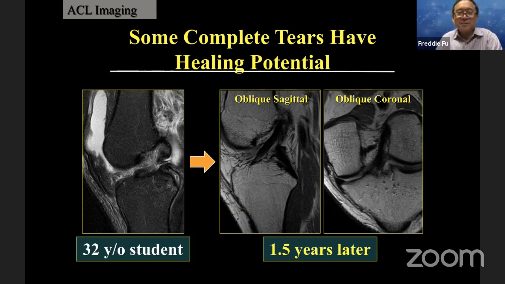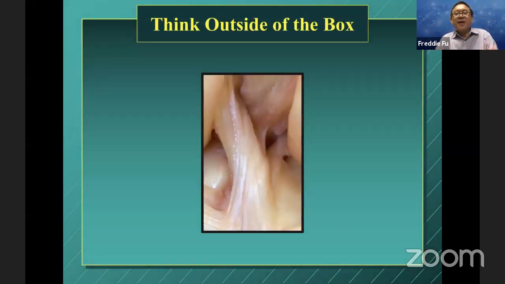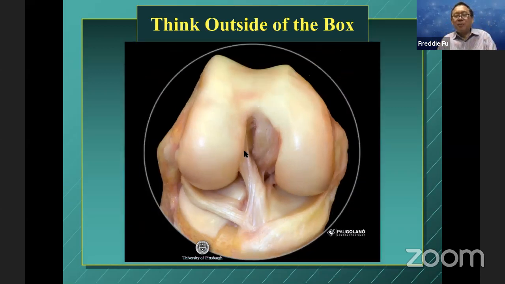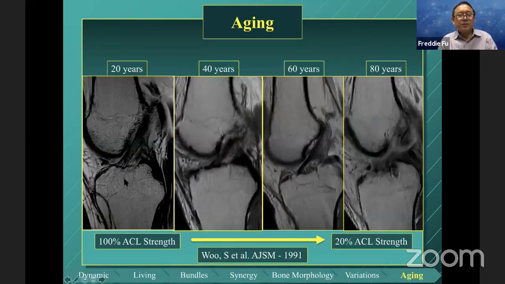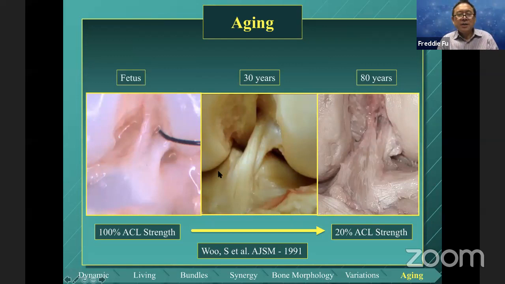You think about it. So think outside of the box. Don't just look at the ACL. Look beyond the ACL. Look at the bone morphology, meniscus, nerve fibers, alignment, everything to make it work. Aging. Now this is young, this is old. Xavier Wu in 1991 showed that this is a 5-time difference in the strength, 5 times. This is a fetus with 2 bundles, this is 30 years old, this is 80 years old. And this is what you read about in the literature.